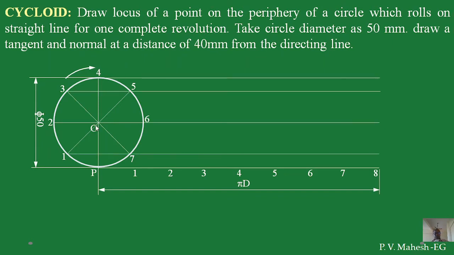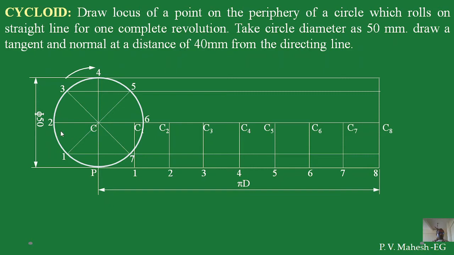Then what we have to do? We have to draw horizontal lines through all these points. Then these divisions we have to extend onto the central line. In other words, we have to divide the central line into an equal number of parts. Now when the center of the circle comes to C1, P goes to the position of 1. When the center comes to C2, P will be in the position of 2.